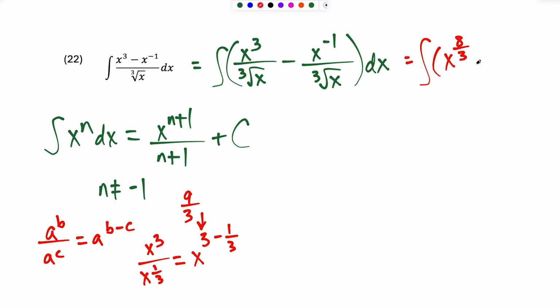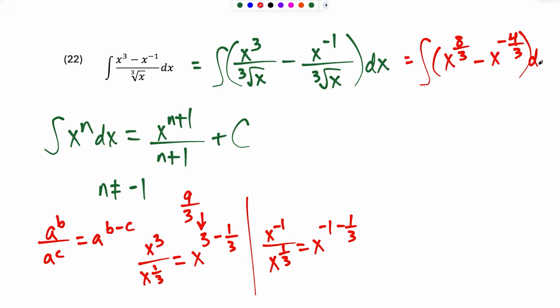And then next we'll have minus, and for the next piece here, I'll just write this off to the side. We'll have x to the negative 1 divided by x to the 1/3, and we have x to the negative 1 minus a third. And that would give us negative 3 over 3 minus 1 over 3, giving us x to the negative 4/3 like this. And then we just tack on dx at the end.